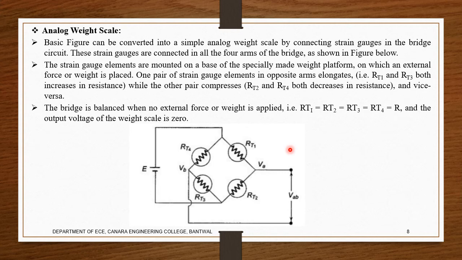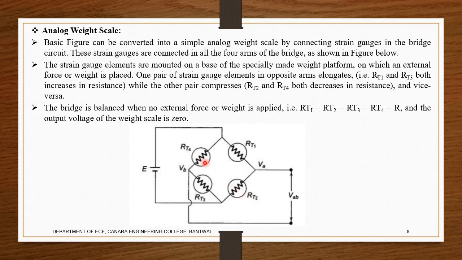The circuit is the same, but we have modified it by connecting strain gauges. The strain gauge topic we have discussed in your earlier videos. We are just going a little further from what we have done in unit 1. Here strain gauges have been connected in all four arms. So you can see RT1, RT4, RT3, RT2.